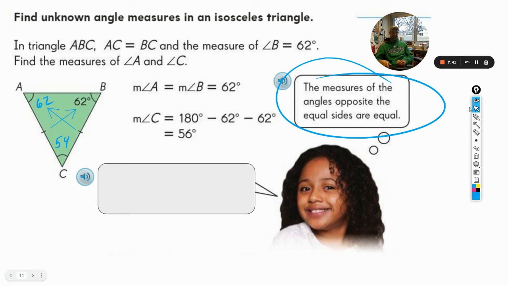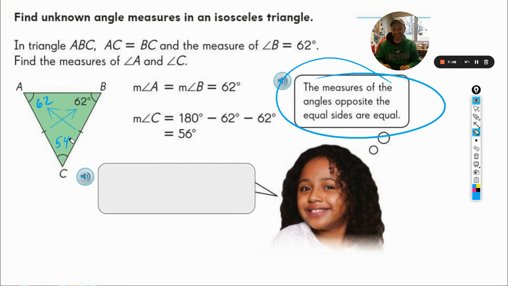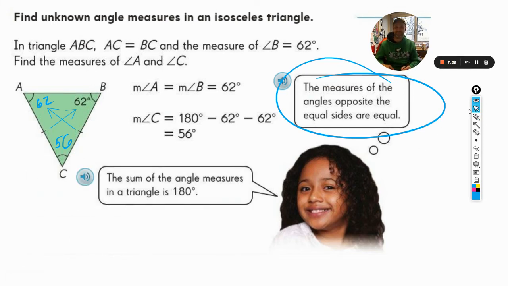Let's see. Oh, I did it wrong. See, I'm not as perfect as I like to think I am. If you gave me the stink eye when I said 54, good, because it's 56. Oops. All right, 56, 62, 62 adds up to 180.